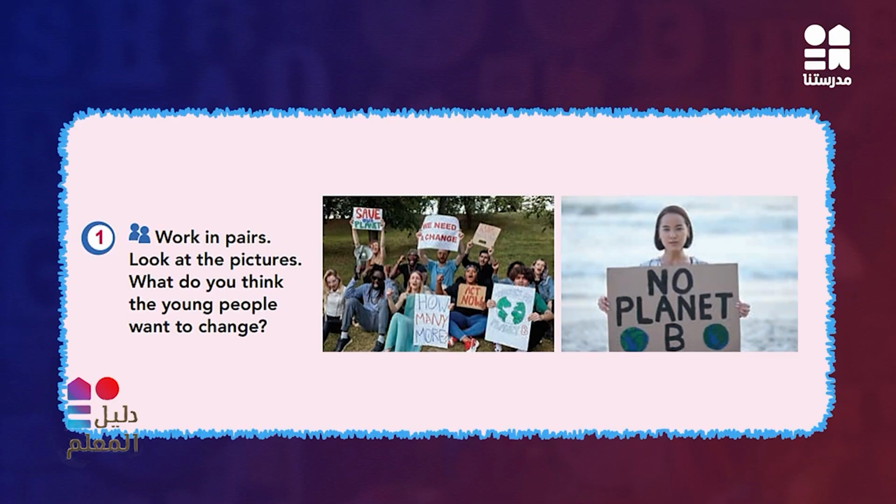For exercise 1, students are to work in pairs to look at 2 pictures and try to guess what the young people want to change as a preparation for the coming exercise. Put the students into pairs. Ask them to talk about what they can see in the photo. Ask, what do the signs say? Do the young people look happy or unhappy? Elicit the idea that the young people are environmental campaigners and want a more sustainable future.